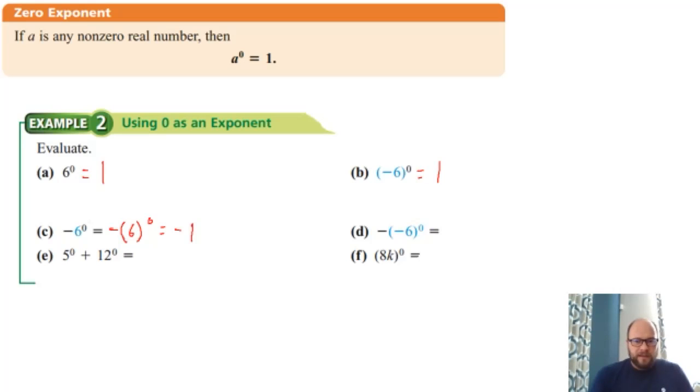On D, this too will actually give us the same outcome as the last one because now we have the negative in the parentheses, but the parentheses themselves will become 1, and then we still have the negative out in front, so we have -1.